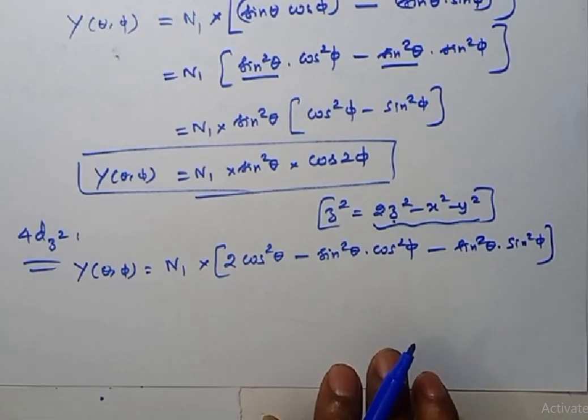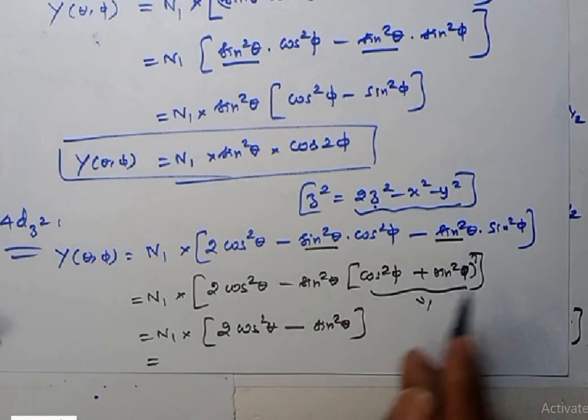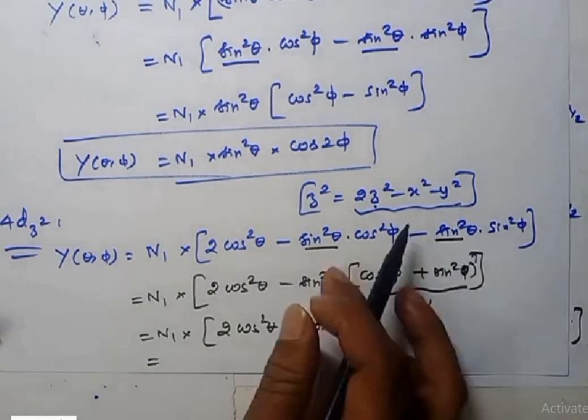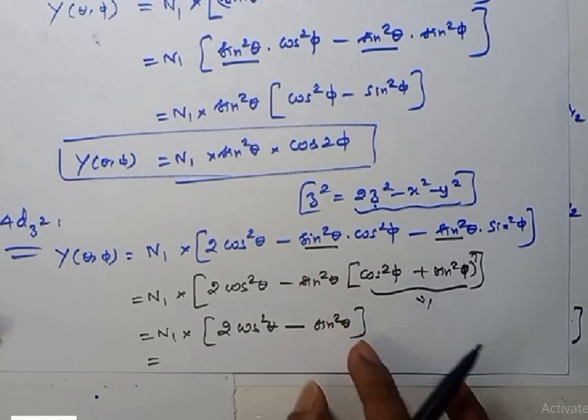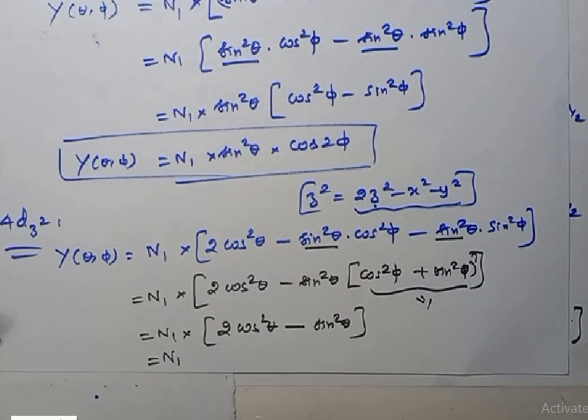Right? Up to this, any doubt? So we have to simplify like this. We take minus sin square theta as common. We get this, which is equal to 1. So if you multiply this by 1, you will get this. Now we can simplify further.